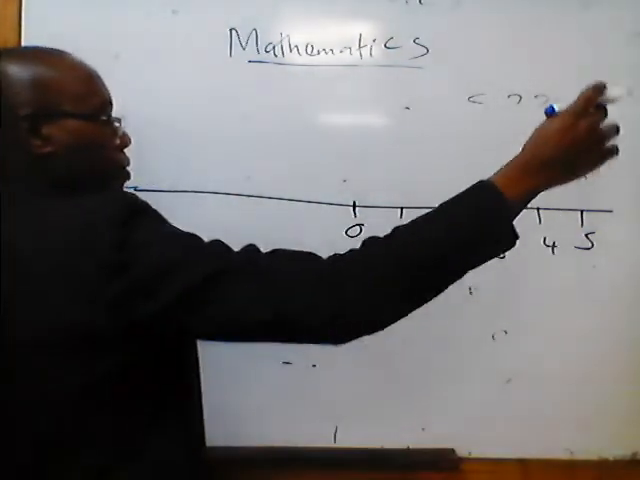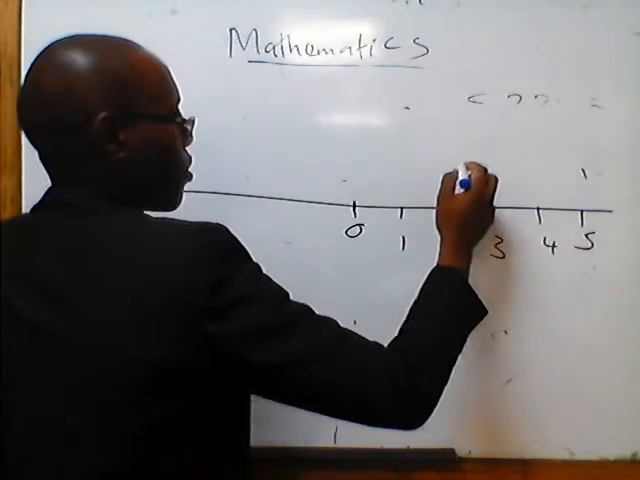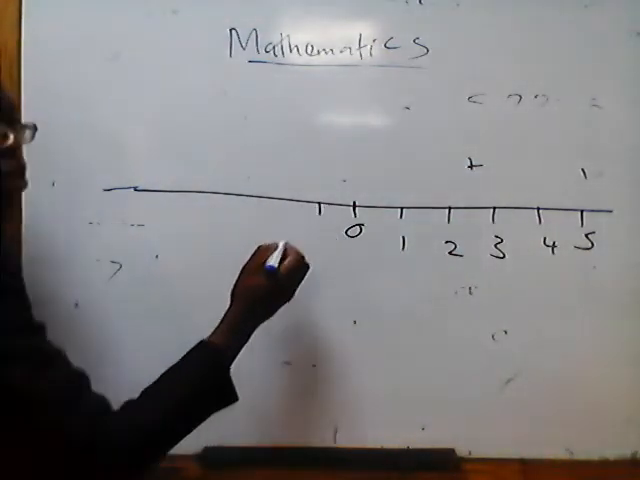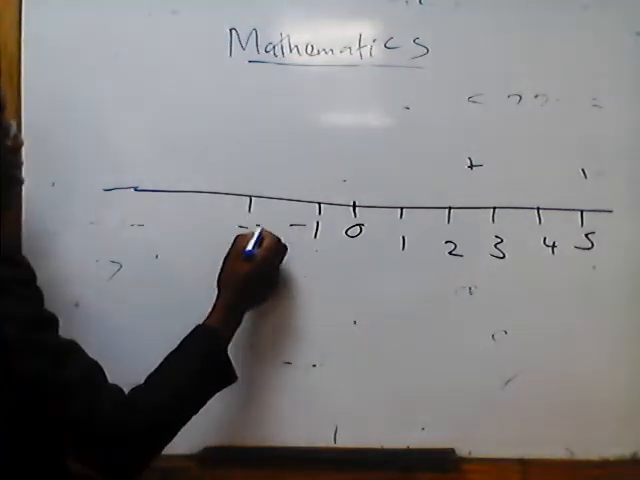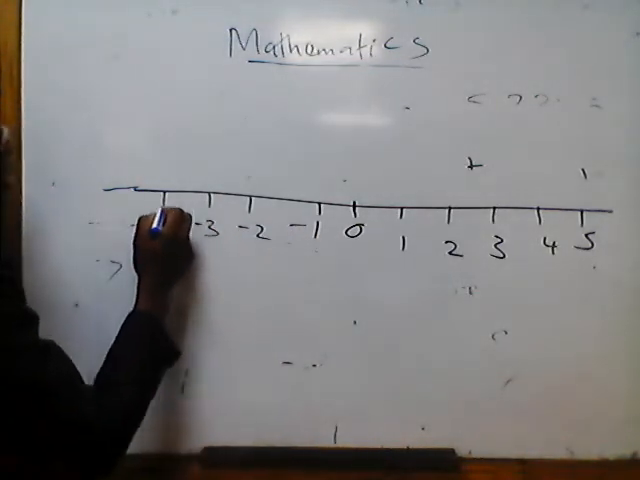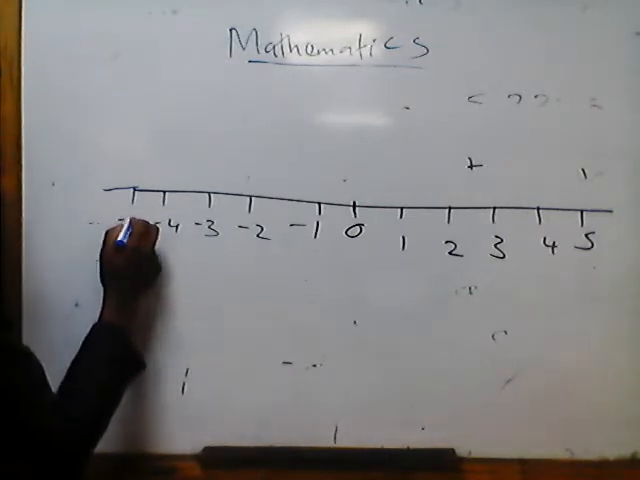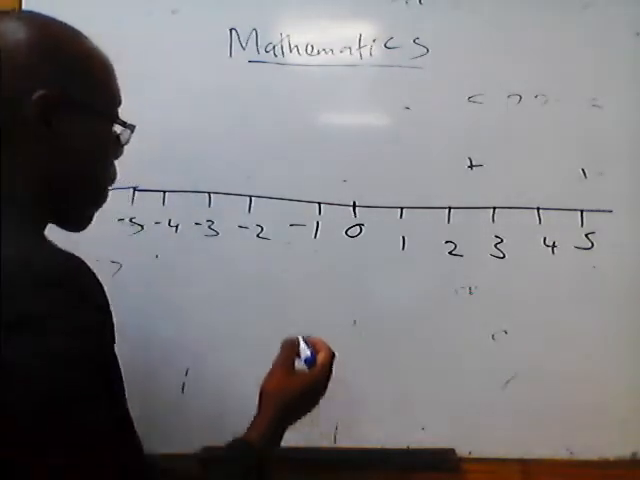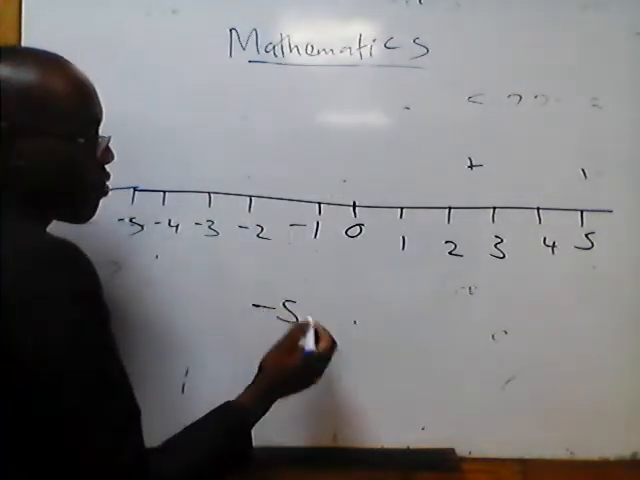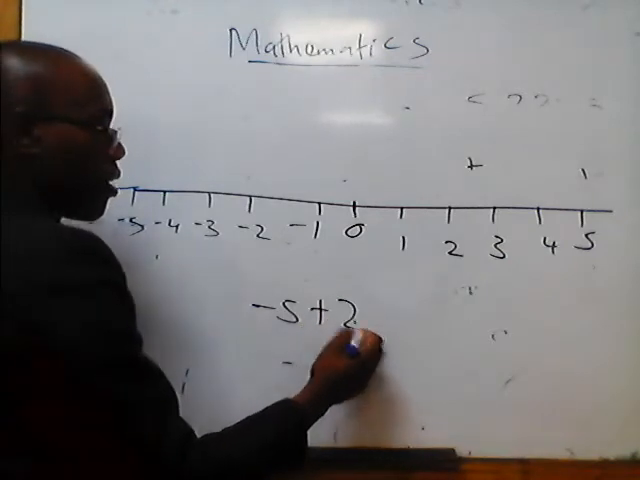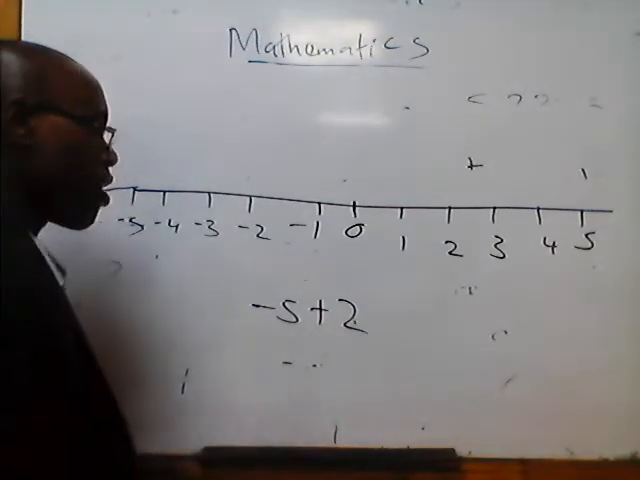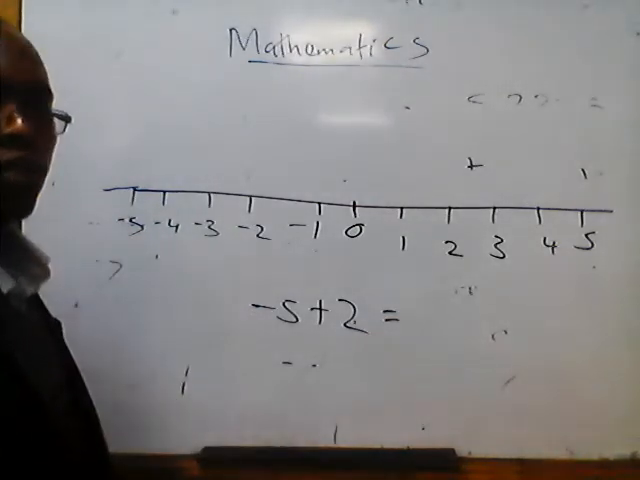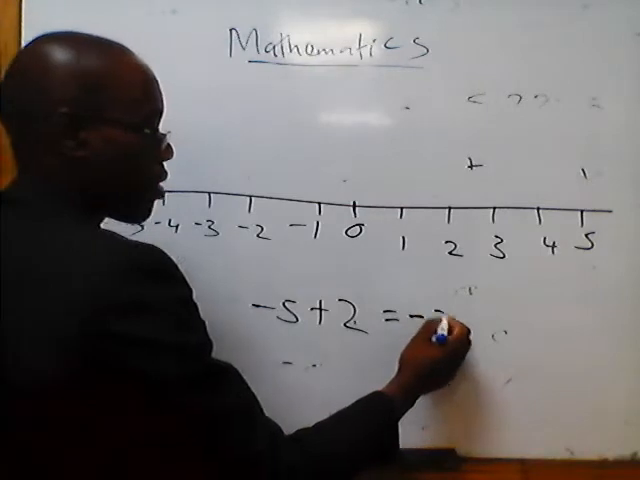Towards the right hand side, it's going to be positive. Then the left hand side here, we are going to have negatives: -1, -2, -3, -4, and then -5. So from the number line here, you can be given a question like -5 plus 2. So -5 plus 2, you just do the normal computation using your calculator. It's going to give you -3.